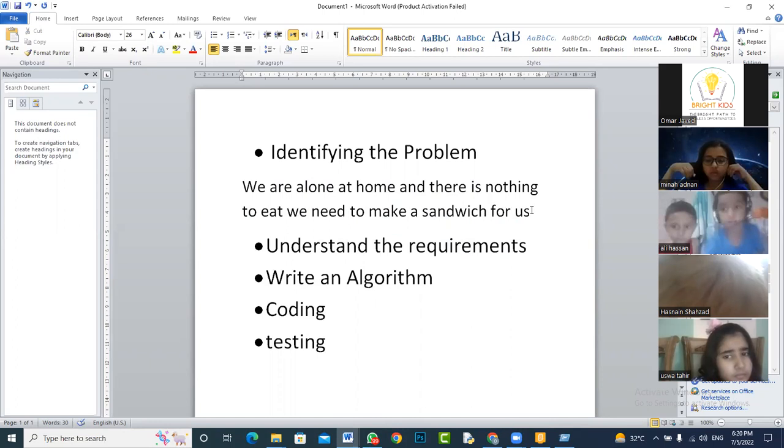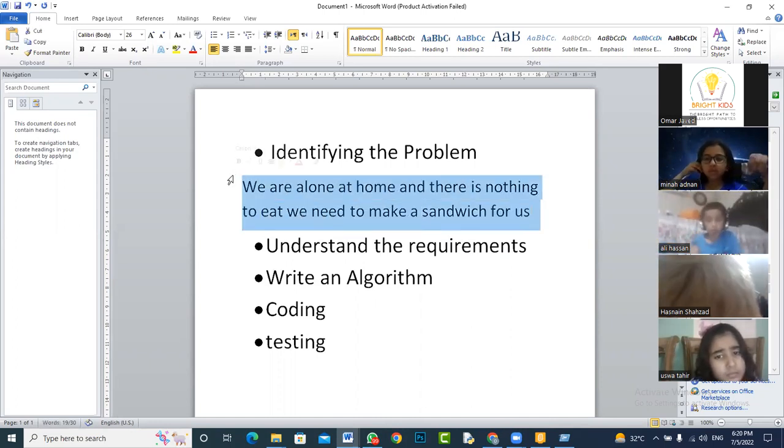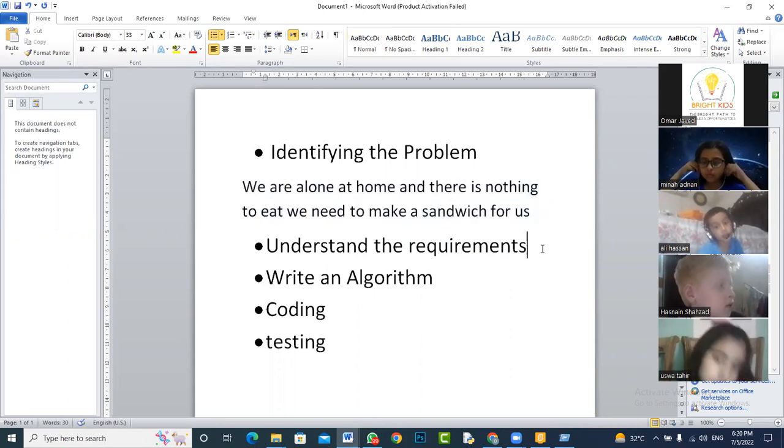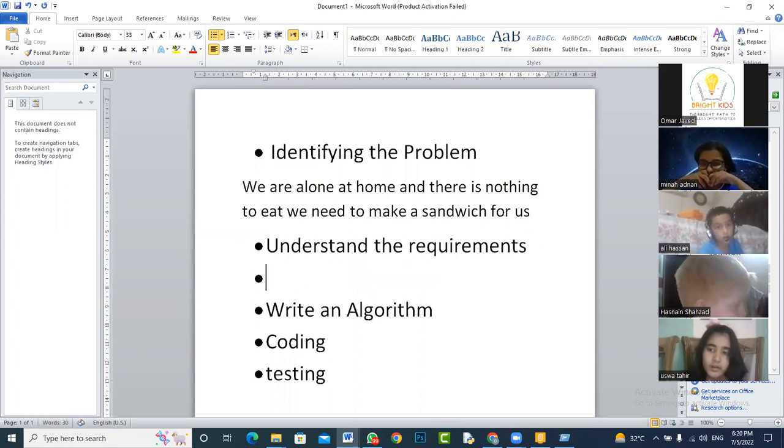Now this is the problem. What is this? The problem statement. Now we need to go towards the solution. When we are going towards the problem solving method, the first step was to identify the problem, and you have already written that. Now the next thing is that you need to see that all the things that I need to make a sandwich, are they all there? So you would see, understand the requirements.